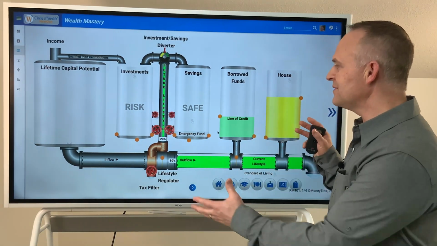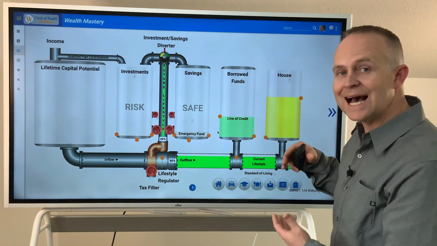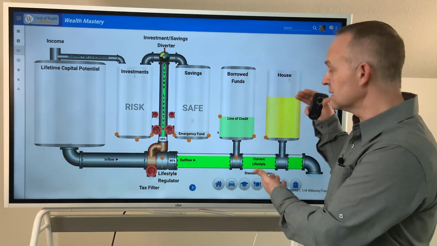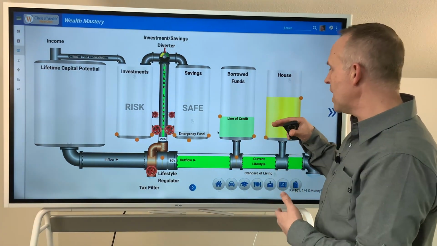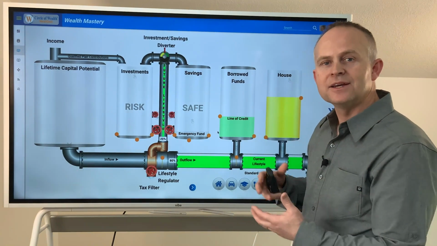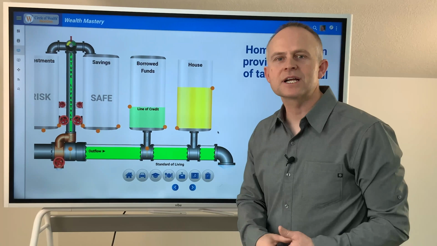So here we have these three main tanks that we're going to be focusing on. We have our house, which has some equity in it. In this case, it looks like it's paid off. There's no loan against it. So it looks like we could borrow a line of credit using a reverse mortgage. So let's zoom in on these three tanks and look a little bit closer.